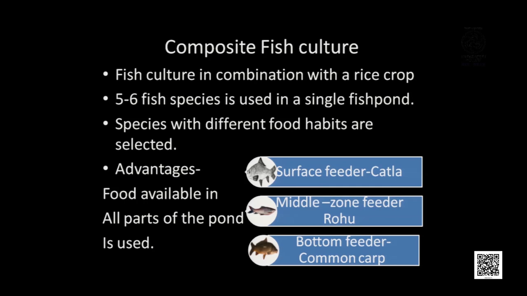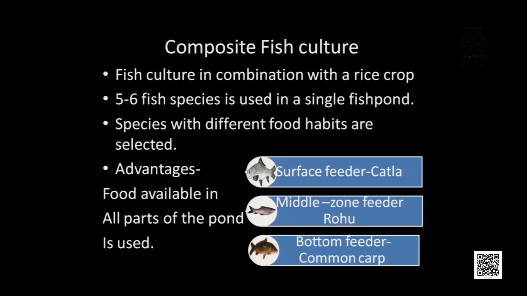Advantages are that food available in all parts of the pond is used. How? You can see the picture. There are three fish, three layers. First one is top feeder, and in this layer, the fish katla feeds and takes food. Second layer is the middle zone layer, and in this layer, rohu takes its food. And third one is bottom feeder, and it is common carp.